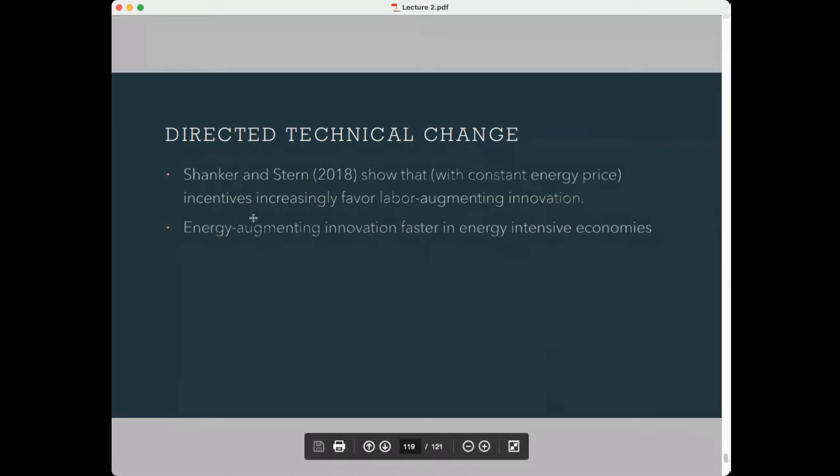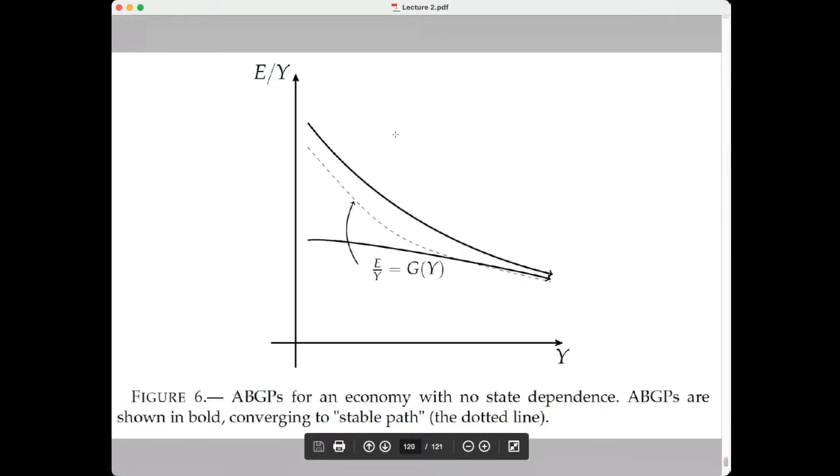Anyway, we also theorized in this model that energy augmenting innovation is faster in energy intensive economies. So some countries starting up here, with high energy intensity, would have more rapid energy augmenting technical change, according to this directed technical change model, and therefore declining energy intensity more rapidly than the countries starting with low energy intensity. So you would see convergence, which is what we saw in the data. So some things follow the predictions of the model, while things are a little harder to reconcile with the actual observed data.